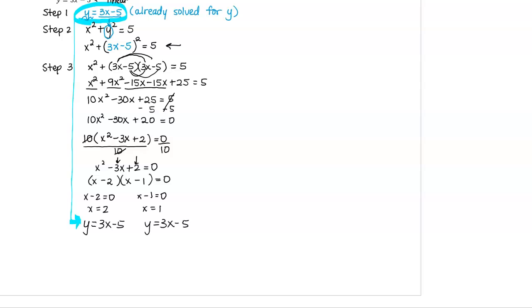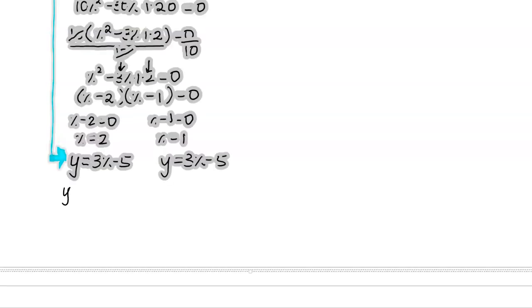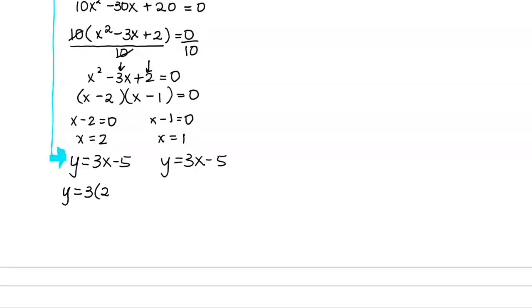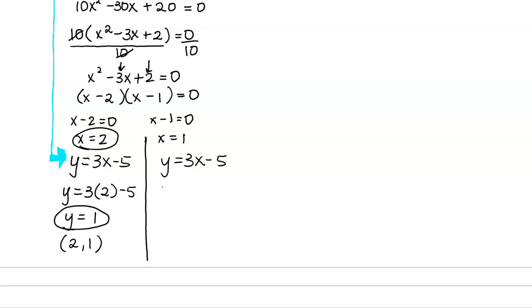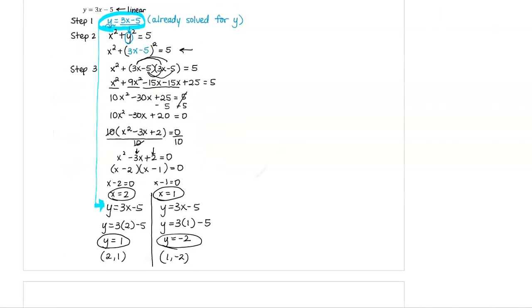So I'm going to be subbing in here. When x is equal to 2, I'm going to replace the x in this equation with 2 to get 3 times 2 minus 5 to see that y is equal to 1. So it looks like 2, 1. The x value of 2 and the y value of 1 is a possible solution. And when x is equal to 1, y is equal to 3 times 1 minus 5, which is a negative 2. So it looks like we have the point of 1, negative 2 as another possible solution.